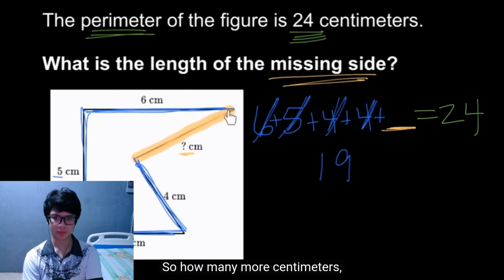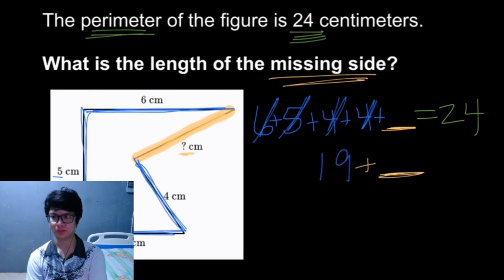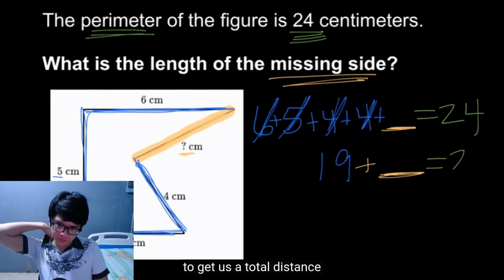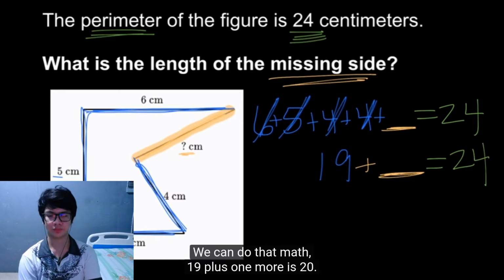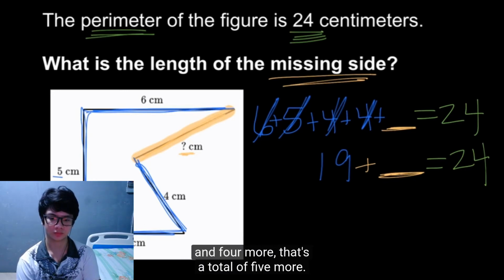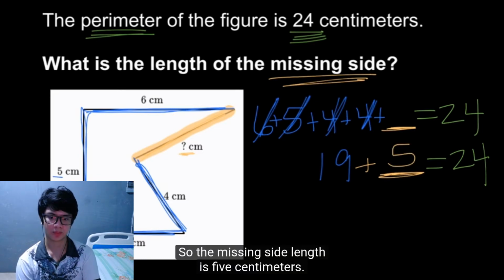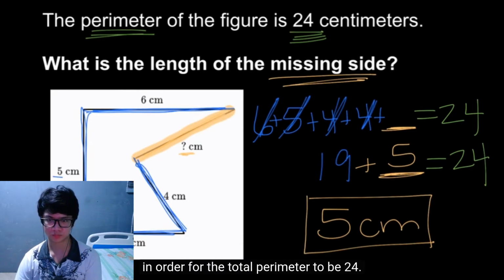So what length must this missing side be to get us a total distance around the outside of 24 centimeters? We can do that math. 19 plus 1 more is 20, and then plus 4 more to 24. So 1 more to 20 and 4 more. That's a total of 5 more. So the missing side length is 5 centimeters. This side right here must be 5 centimeters in order for the total perimeter to be 24.